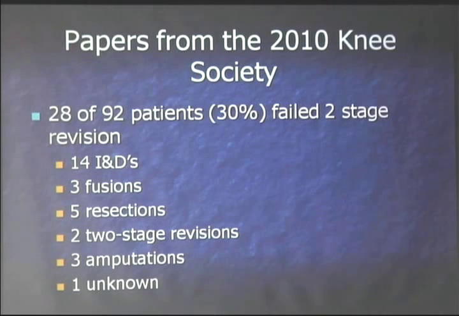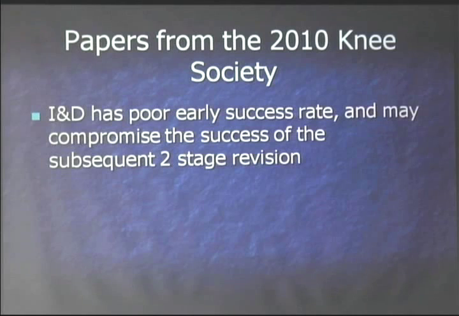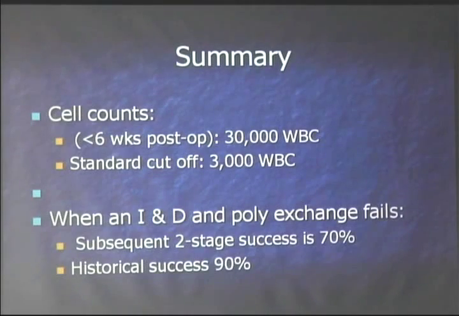So it's a 30% failure rate for these two-stage revisions, 14 INDs, and you can see the list of several catastrophic outcomes. So while not only does IND have a poor early success rate, but their thought was that it may actually compromise the success of the subsequent two-stage revision. I'm not sure if we can draw that conclusion, but certainly it gives you second thoughts about doing that initial early IND, knowing these results.